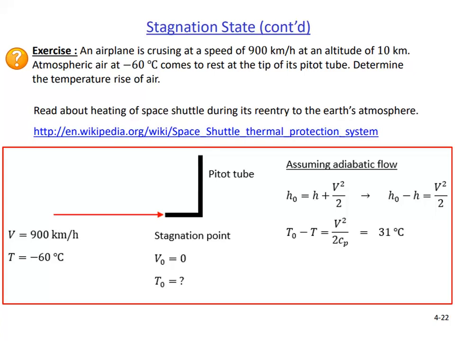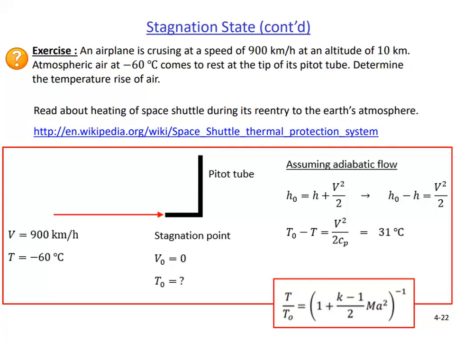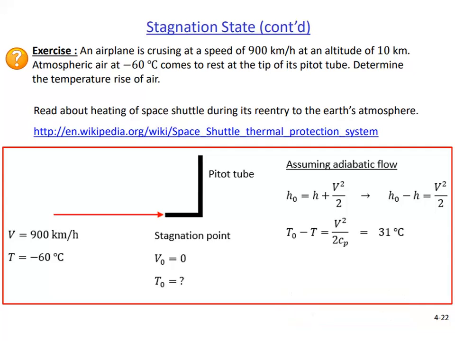Note that this problem could also be solved directly using the temperature ratio equation of the previous slide, which is also shown here. For this, we first need to calculate the speed of sound at minus 60 degrees Celsius and then the Mach number corresponding to 900 km per hour. Using this Mach number together with the specific heat ratio of air, we can use this equation to arrive at the answer. Please try to solve the problem in this way and see if you can get the same answer or not.